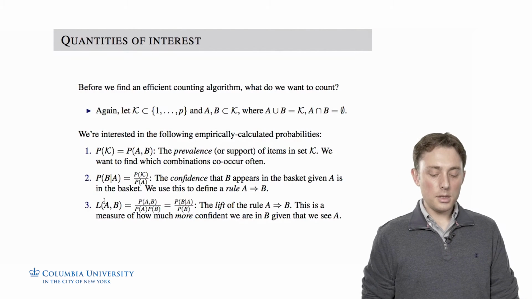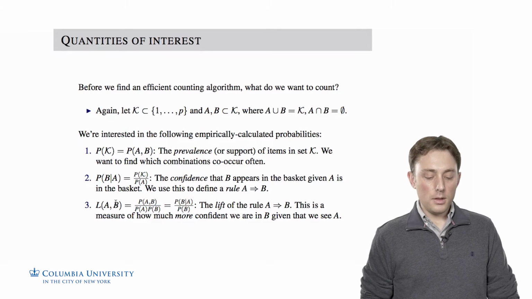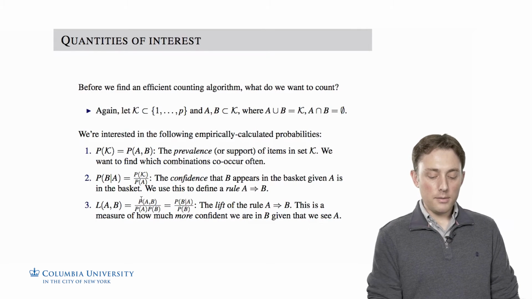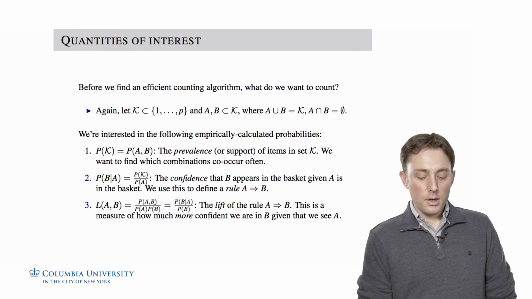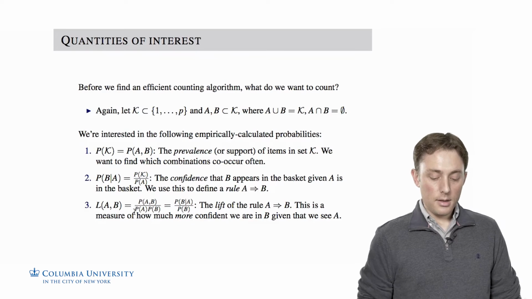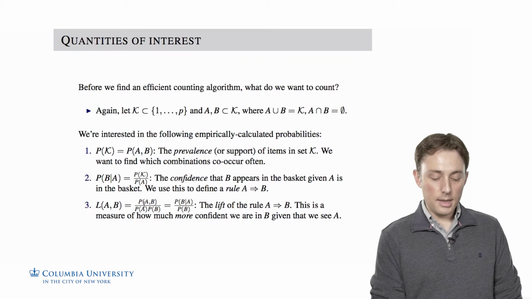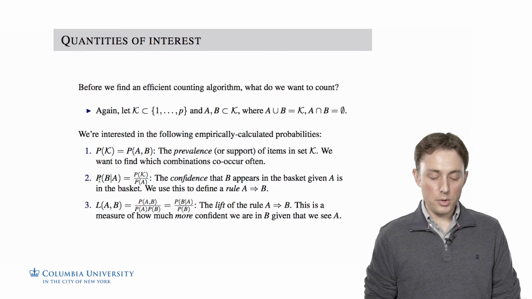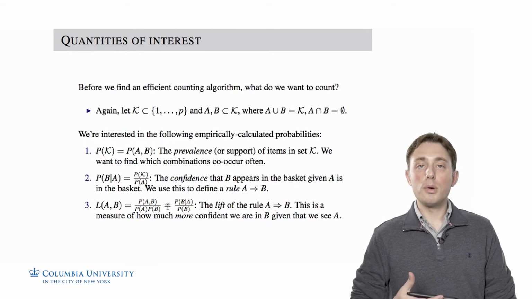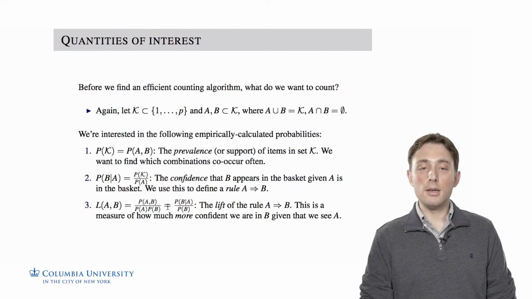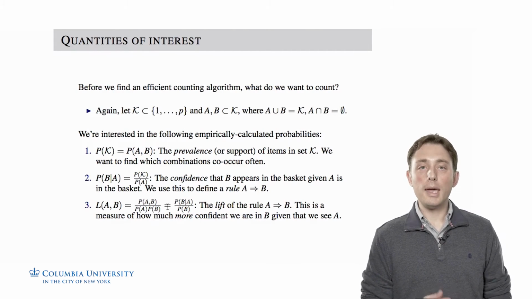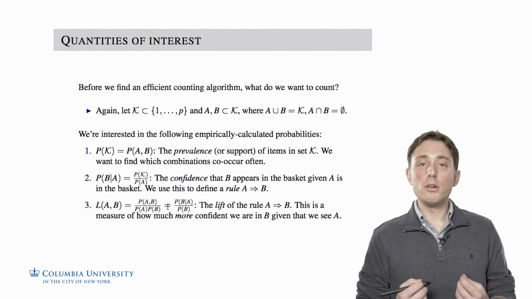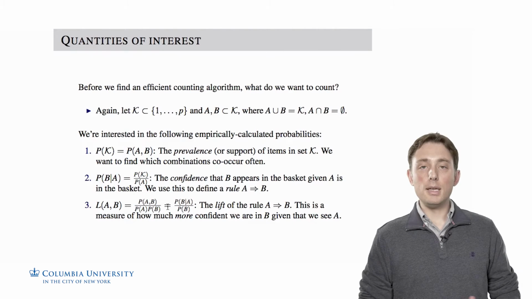Finally, we define this function L of A and B. This is the joint probability of A and B divided by the marginal probability of A times the marginal probability of B. So we can simplify this first fraction, A and B divided by A, by recognizing that this fraction is simply the conditional distribution. So in other words, we want the conditional probability of B given A divided by the marginal probability of B. So this is called the lift of the rule A implies B. This is a measure of how much more confident we are in B given that we see A.